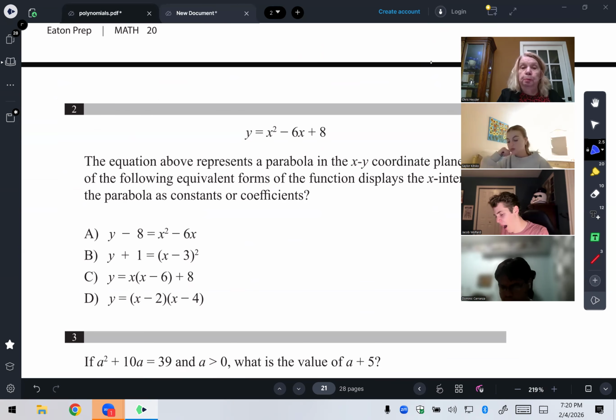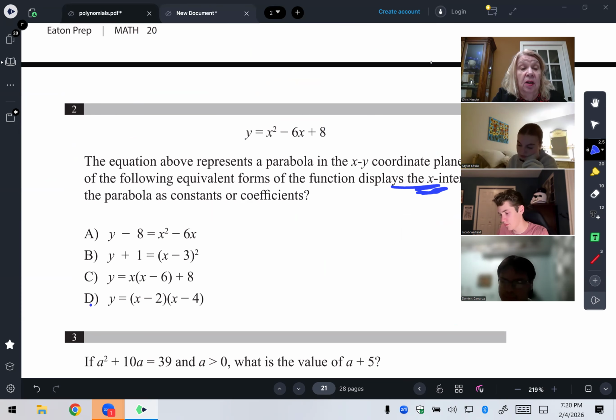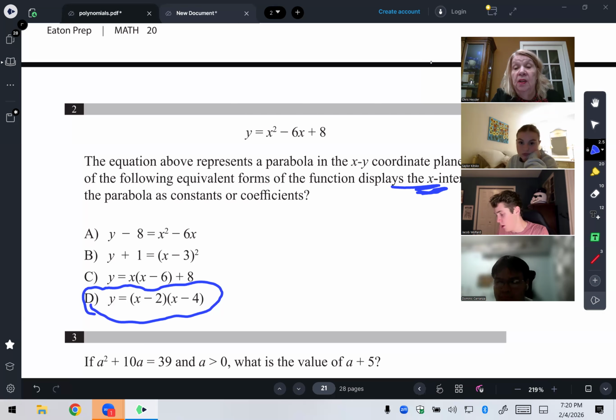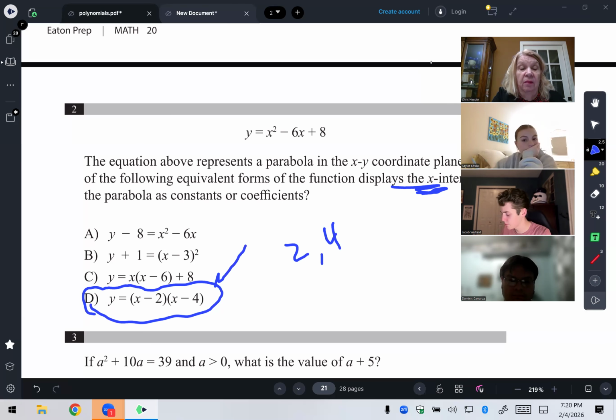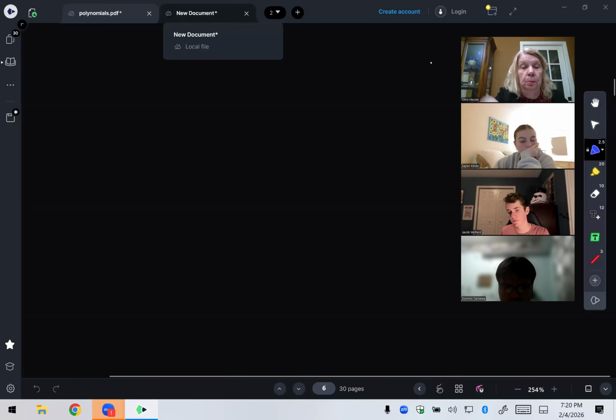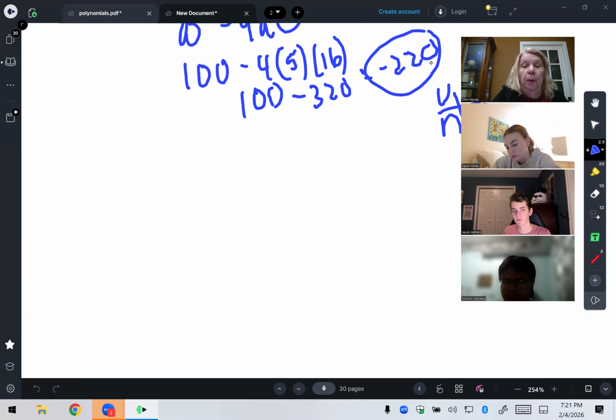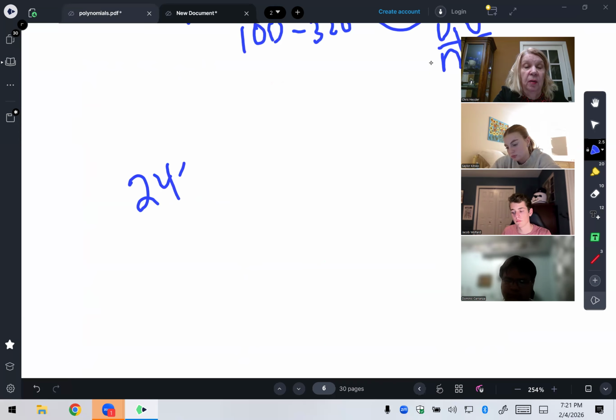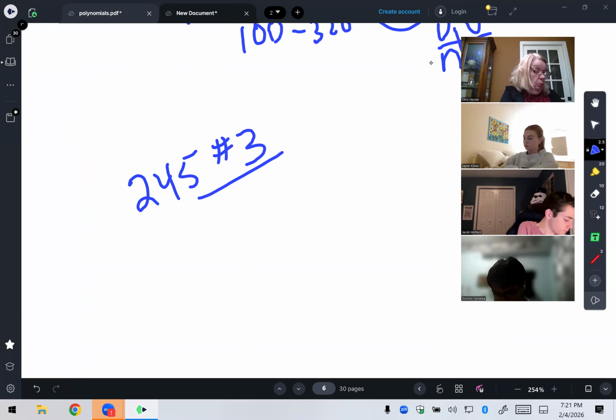Okay, so for this one, the equation above represents a parabola. Which of the following gives us the x-intercepts? Right off the bat, the x-intercepts would be right here. Doesn't that make sense? 2 and 4 would be our x-intercepts, and they're very obviously there. So let's try a book one. I want to go to 245, number 3. More examples of how you don't have to use the quadratic formula always.